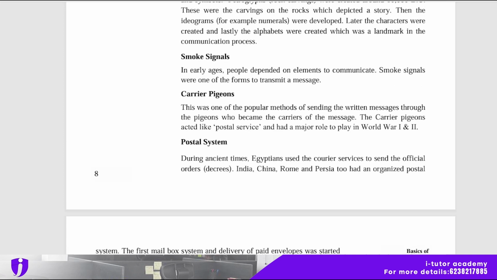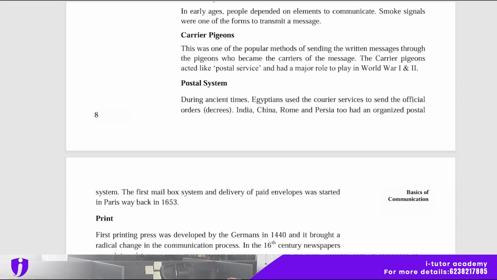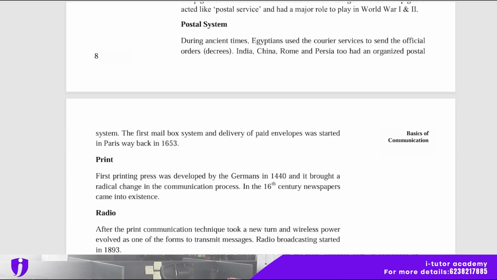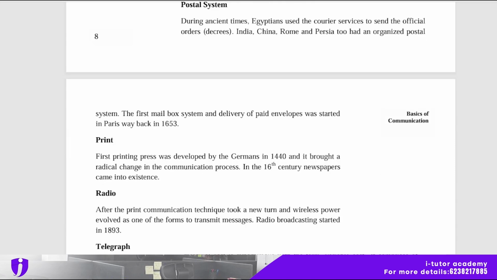Okay, in royal families, most of the Mughal emperors used pigeons. And after that, the postal system. During ancient times, Egyptians used a courier service to send official orders or decrees. India, China, Rome and Persia too had an organized postal system. The first mailbox system and delivery of paid envelopes was started in Paris way back in 1653.